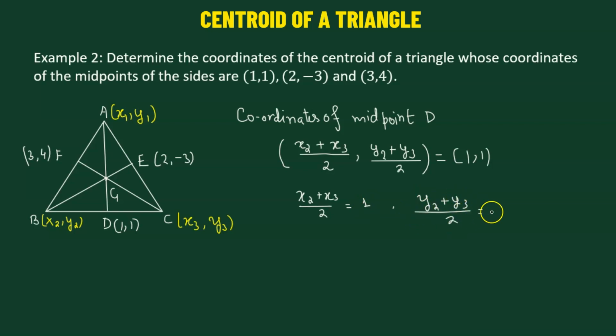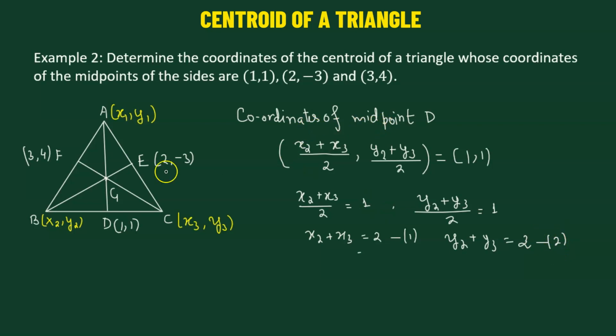So that's going to be equal to 1. So what we have is x2 plus x3, so this will be equal to 2. This is going to be one equation, and we're going to label this as 1. And then we have y2 plus y3, so that's going to be equal to 2 as well. Let this be equation number 2.